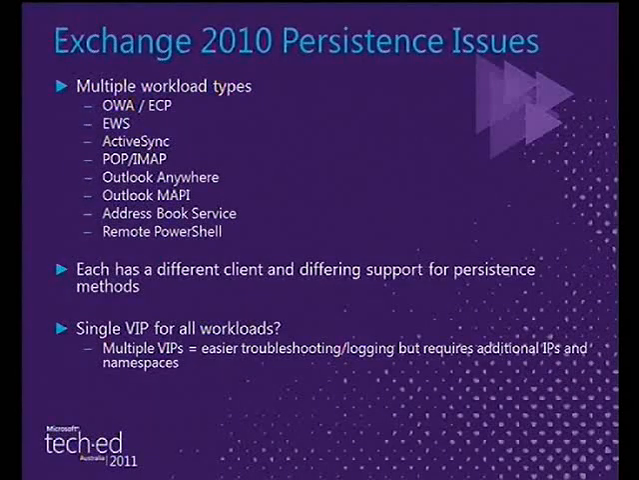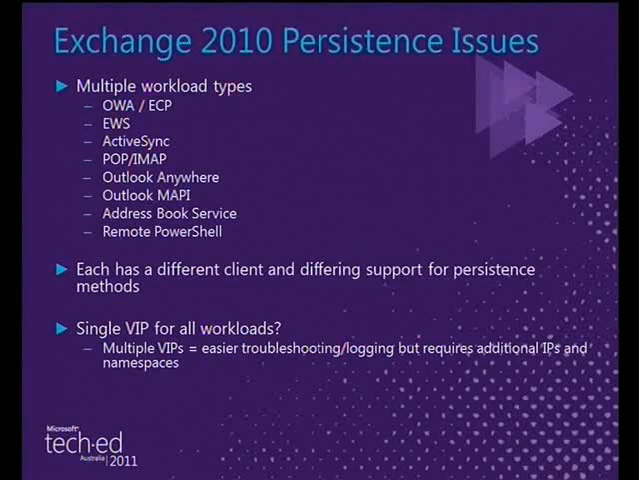So it sounds good, right? You know that we've got source IP, we've got cookie-based persistence, and we've got SSL session ID. So give me a preference. Maybe we say cookie's the best, followed by SSL, followed by SNAT, and I'll use that for my Exchange load balancing configuration on the VIP.